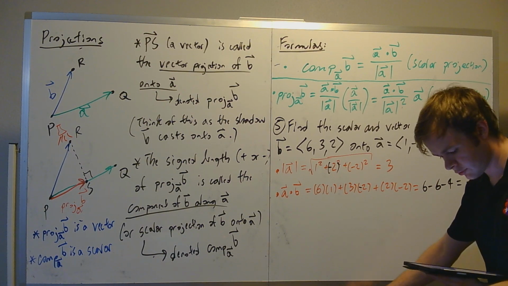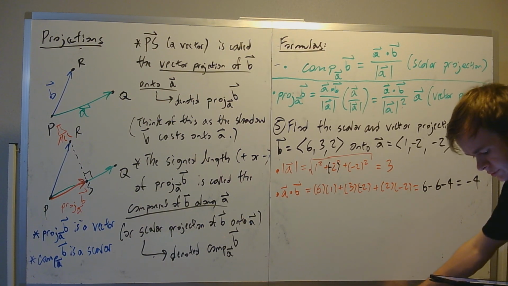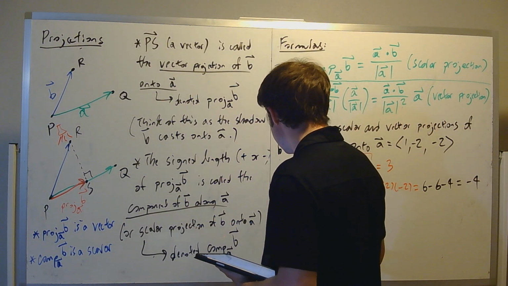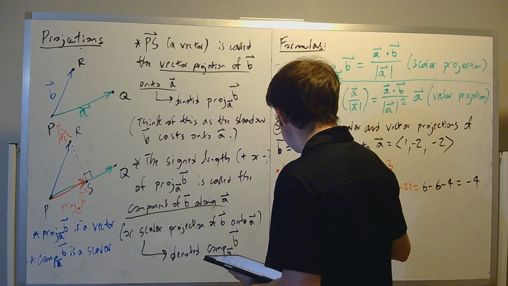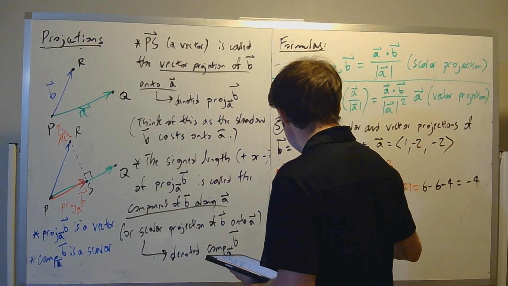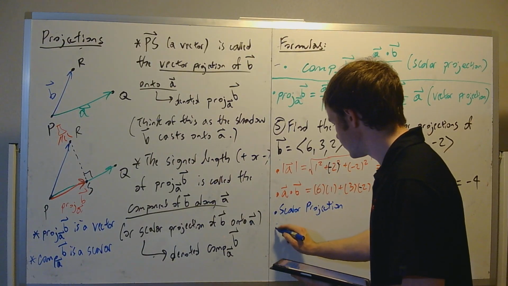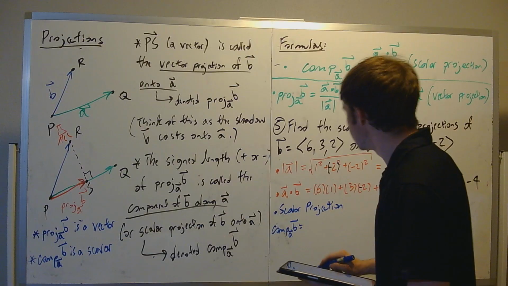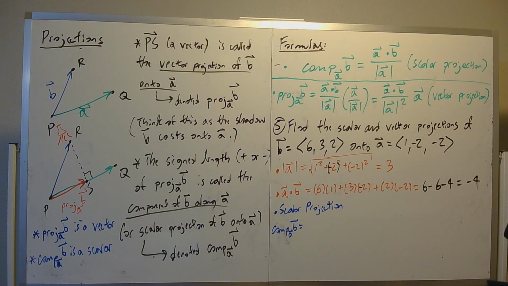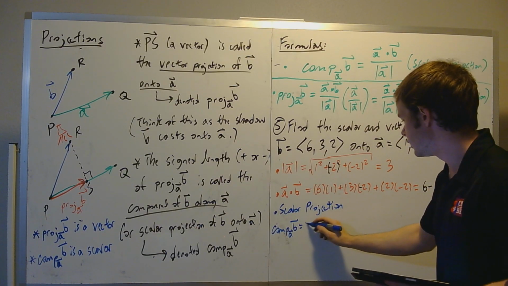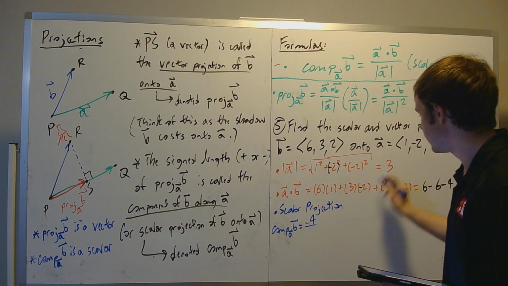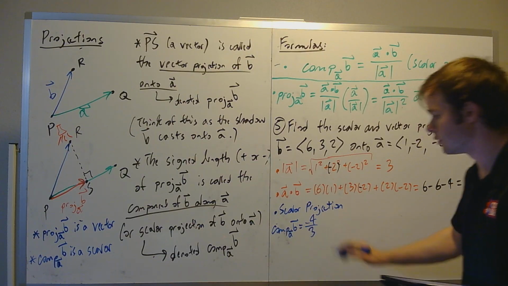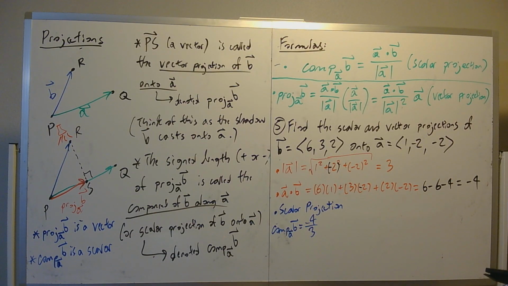Okay. So the first thing we need to figure out is going to be the scalar projection. So the first thing is the scalar projection, which we said was comp A with B, which we just used the formula. It's the dot product over the size, right? So the dot product was negative 4 over the size, which we said was 3, right? So this is our answer. So this is the scalar projection. It's just that number.